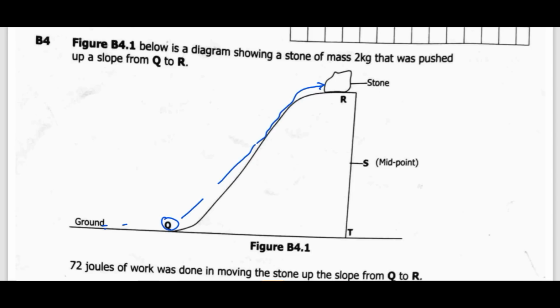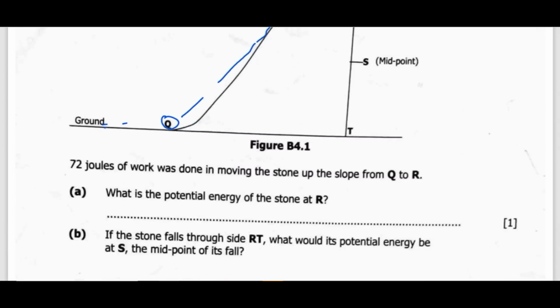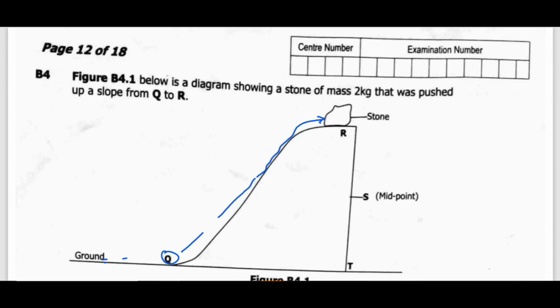We are told that 72 joules of work was done in moving the stone up the slope from Q to R. So what is the potential energy of the stone at R? So we want to see the potential energy at R.